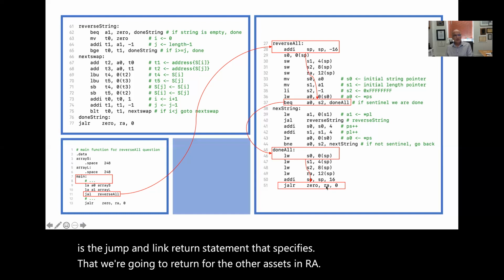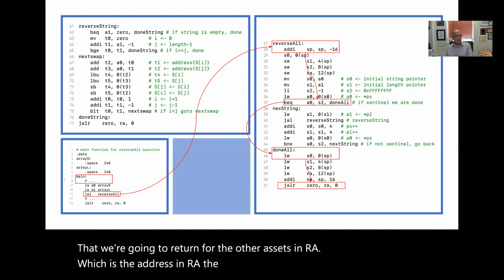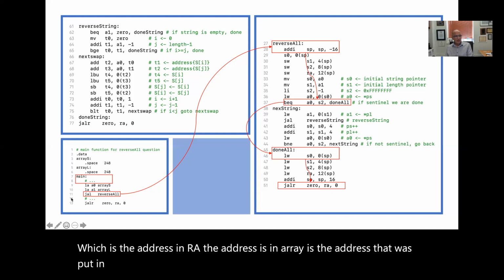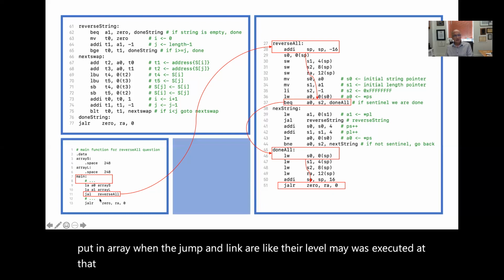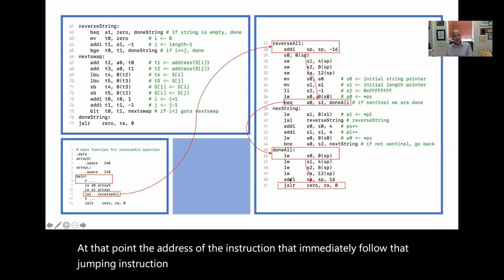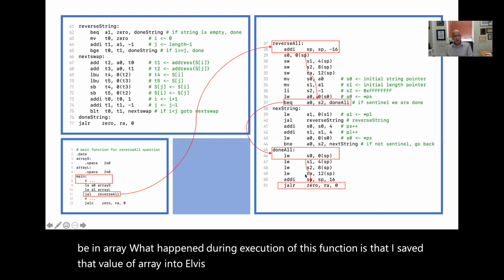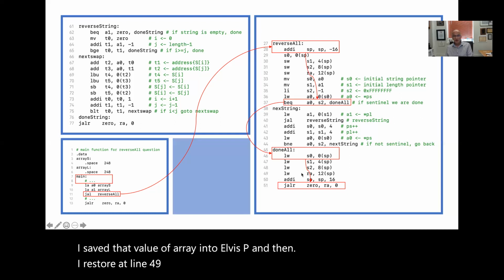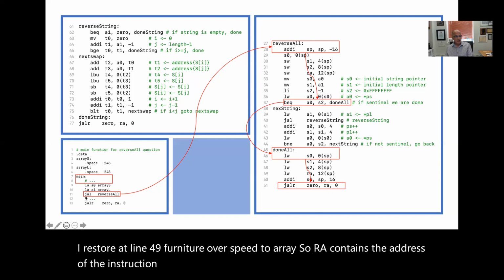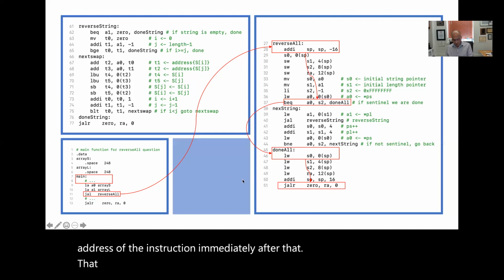Well, which is the address in ra? The address that's in ra is the address that was put in ra when the jump and link at line 11 of main was executed. At that point, the address of the instruction that immediately followed that jump and link instruction would have been put in ra. What happened during the execution of this function is that I saved that value of ra in the sp, and then I restore it at line 49 from the sp to ra. So ra contains the address of the instruction immediately after that call to reverse all.